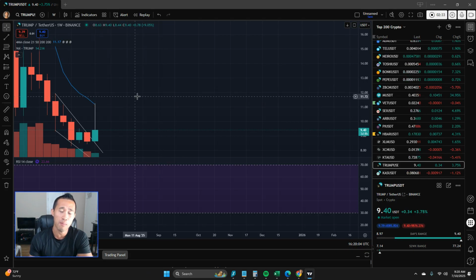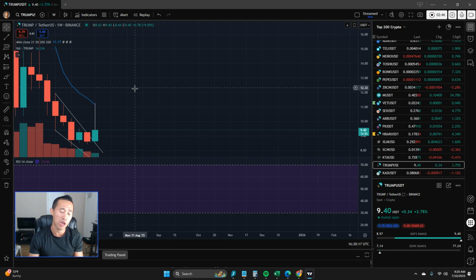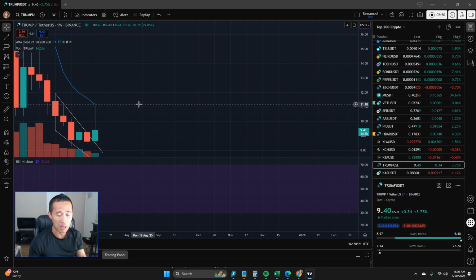So I think more likely than not, Trump coin is going to get a rejection here at about $11, at least a pullback, and consolidate before seeing what happens next. Okay, I'm not saying it's going to pump or dump after this pullback, I'm just saying it's more likely than not it's going to pull back and consolidate.